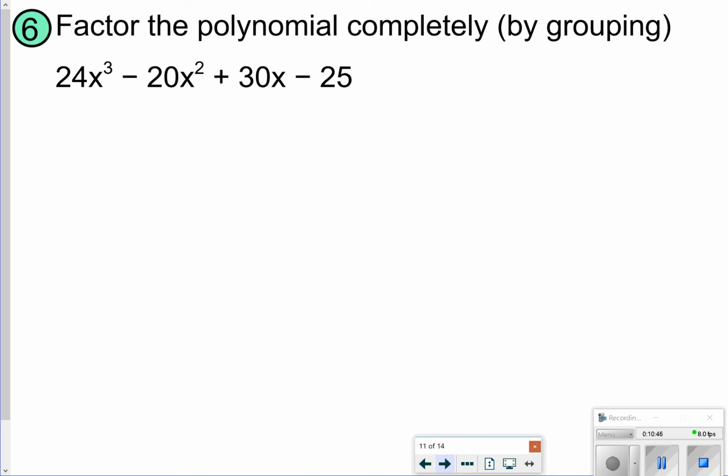The last one we're going to look at, let's go ahead and again factor by grouping. Factor all the way down as much as you can. Let's go ahead and pause here, and then we'll check it once you're done.